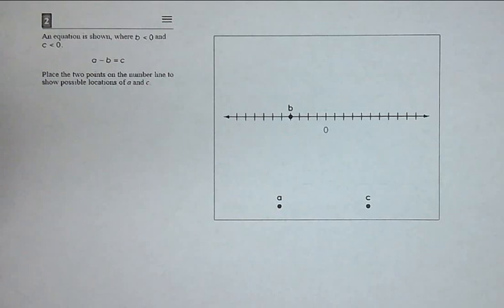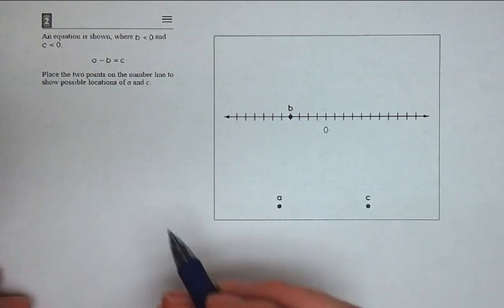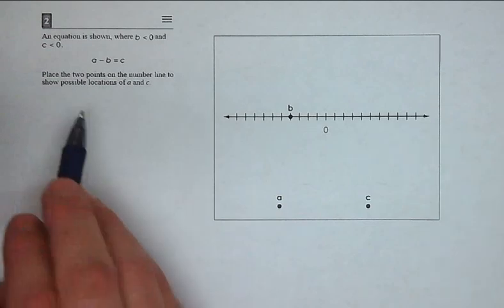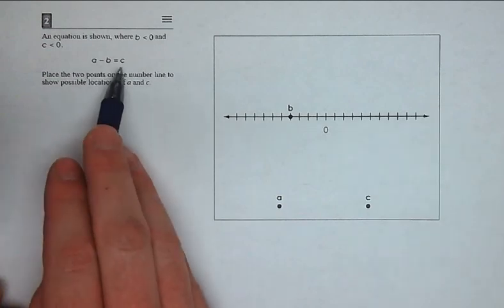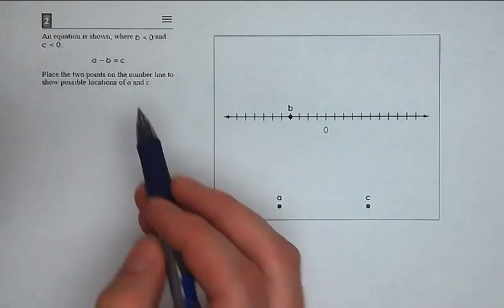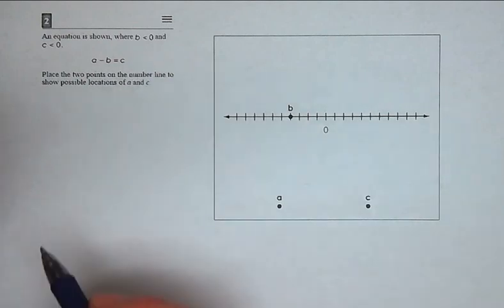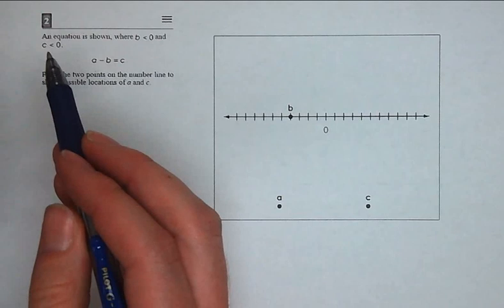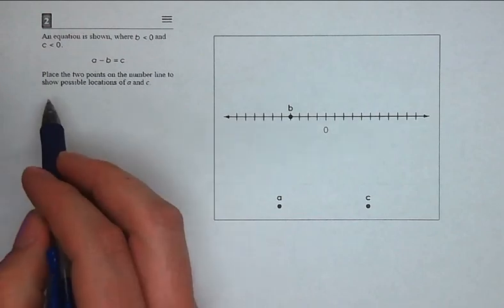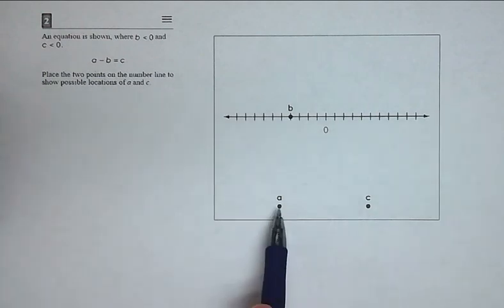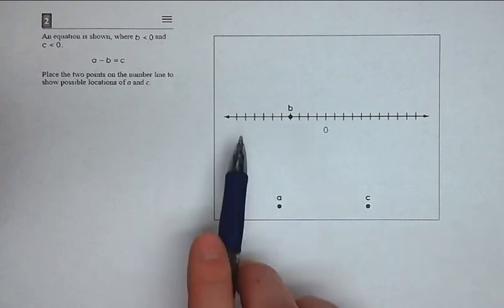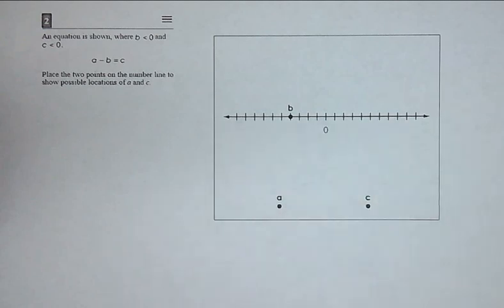Problem number 2 indicates that an equation is shown. So here's the equation, a minus b equals c, where b is any number that's less than 0 and c is also any number that's less than 0. We are told to place these 2 points, a and c, on this number line to show possible locations for a and c.